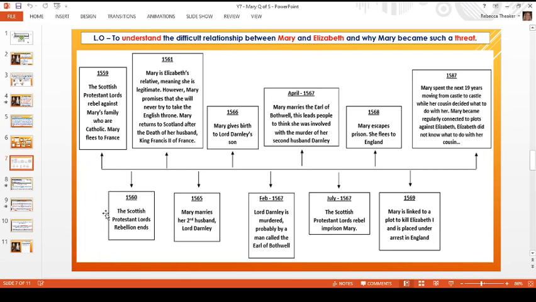Next card you should have had is 1560. The Scottish Protestants' Lord Rebellion ends. So the Scottish Protestants who had fought against Mary Queen of Scots' family, that war is over now.